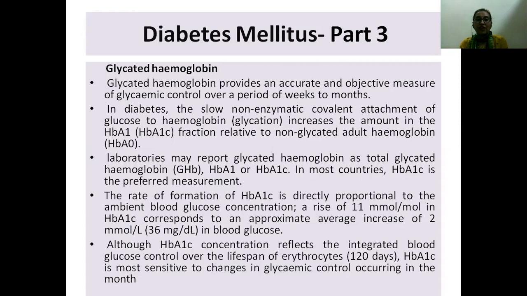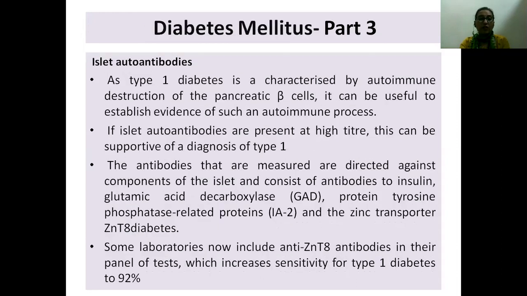So a rise of 11 millimole per mole of HbA1c corresponds to the approximate average increase of 36 milligram per deciliter of the blood glucose. Although HbA1c concentration reflects the integrated blood glucose control over the lifespan of the erythrocyte, that is 120 days, HbA1c is the most sensitive to changes in glycemic control during the last month. So this is all about the glycated hemoglobin.